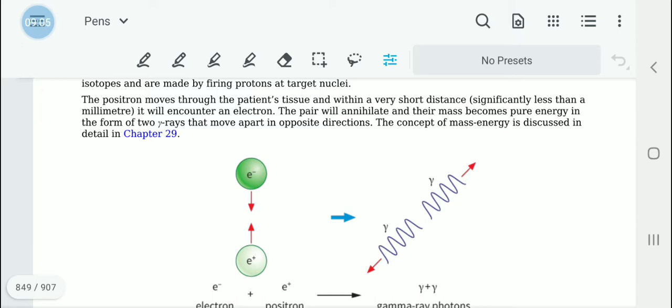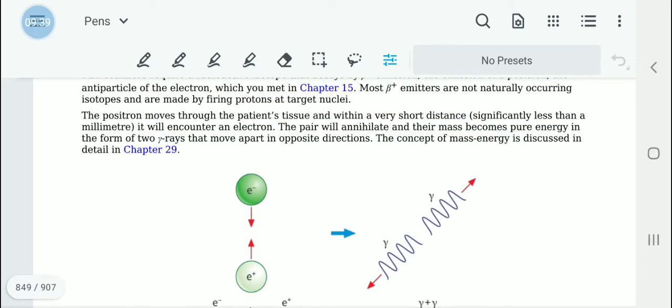When it moves through the patient's tissue, within a very short distance, it will encounter an electron and annihilate their masses to become two gamma rays, two gamma ray photons moving apart in opposite directions.